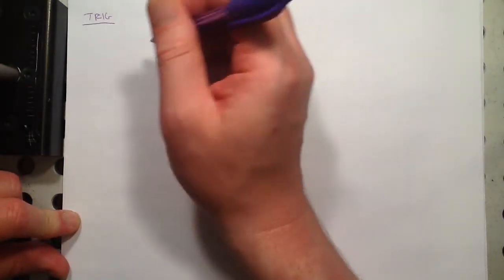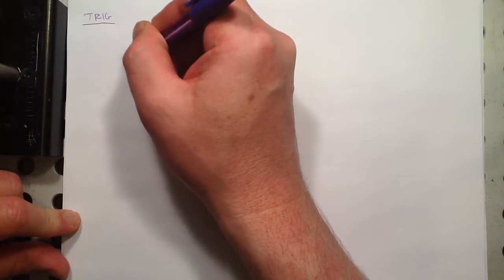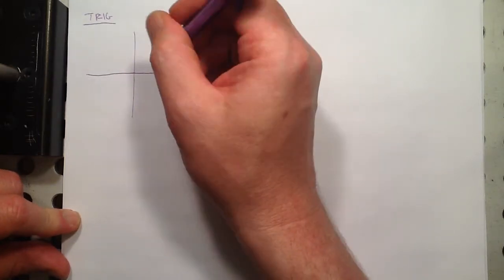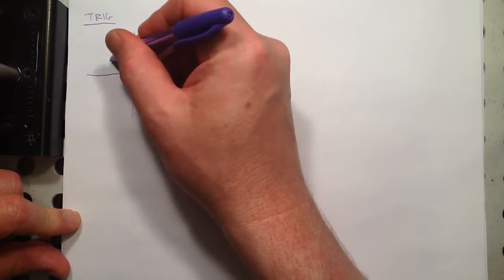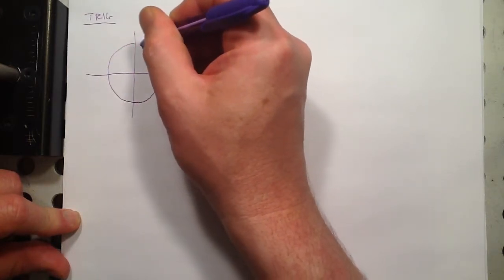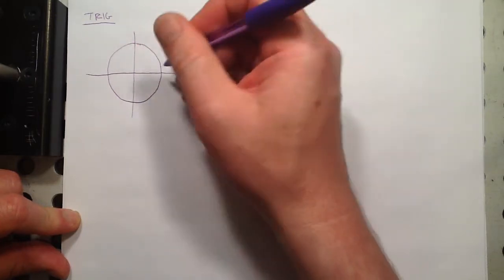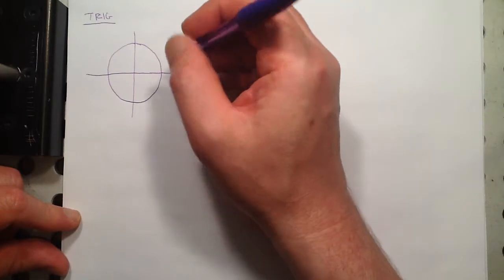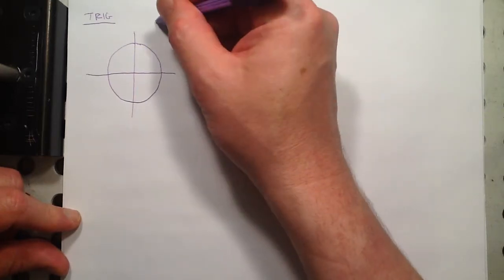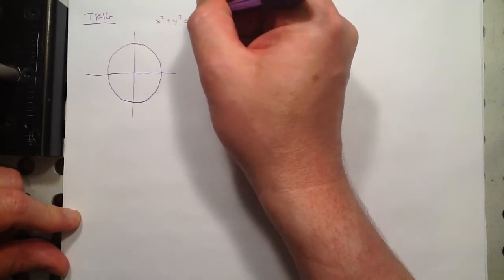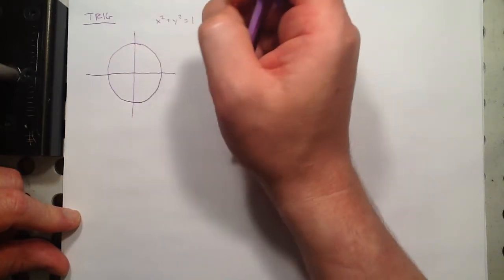So we'll start with our old friend, the unit circle. Since this is a unit circle, it's called the unit circle because it has a radius of 1, right? And if you wanted to write down the equation that describes this curve, it would be this.